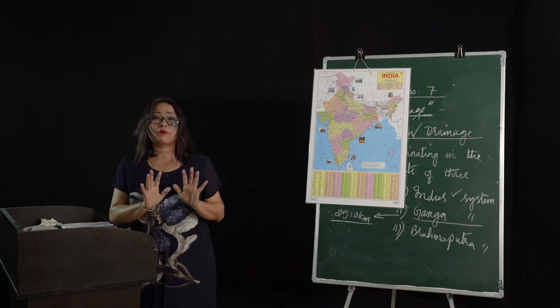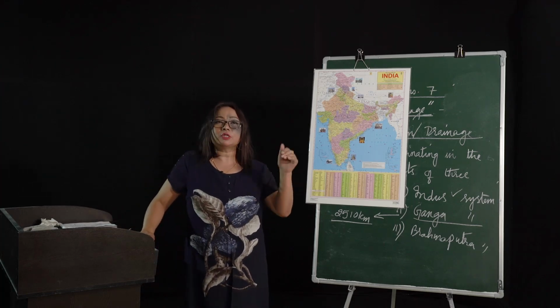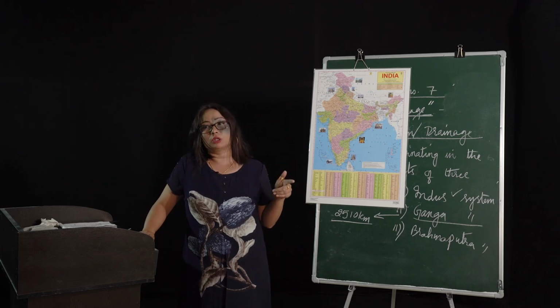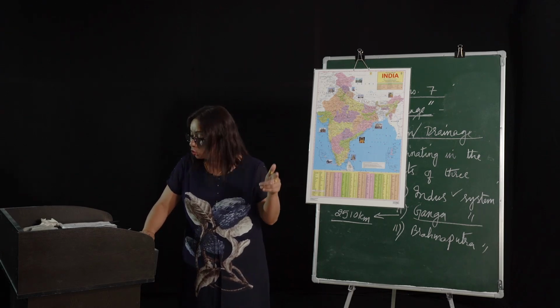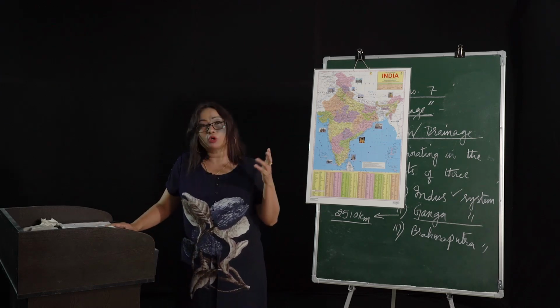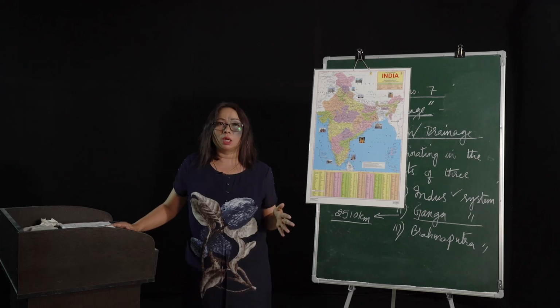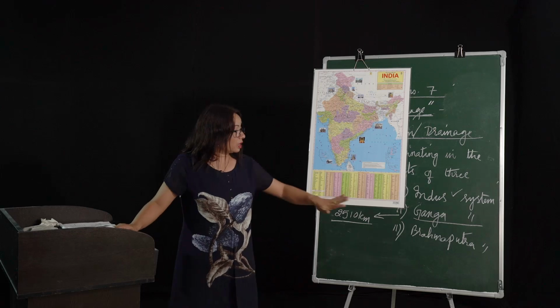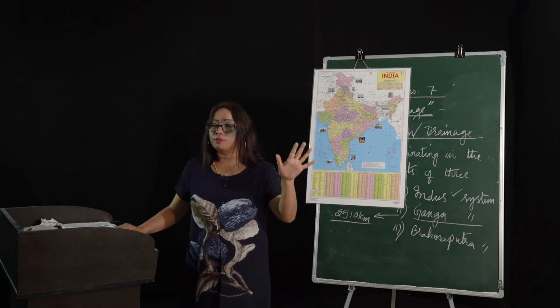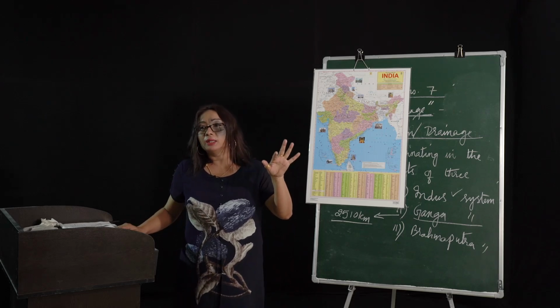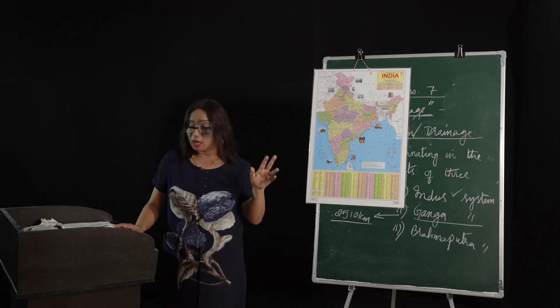Now, the Ganga has 5 head streams. The first head stream is called the Bhagirathi. The second one is called the Alaknanda. The third one is called the Mandakini. The fourth one is called the Dauli Ganga, and the fifth one is called the Pindar. So, the Ganga has 5 head streams: the Bhagirathi, the Alaknanda, the Mandakini, the Dauli Ganga, and the Pindar.